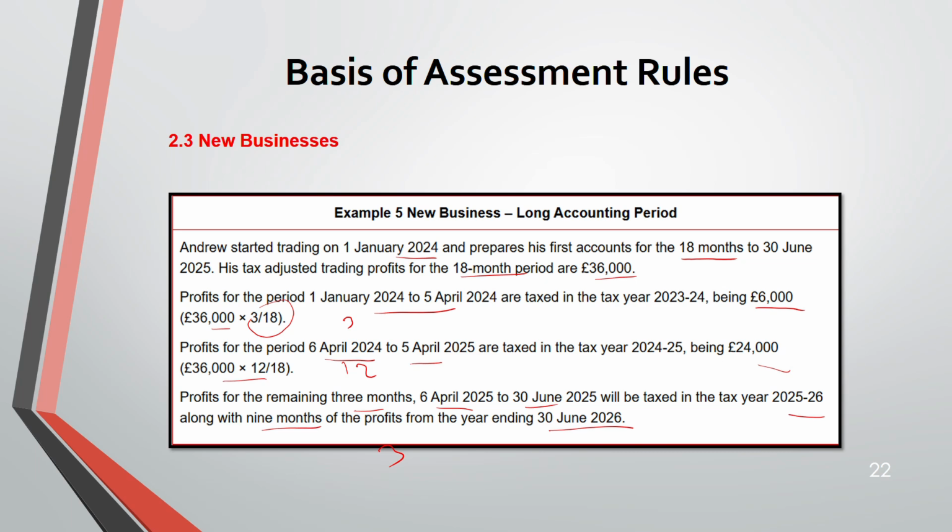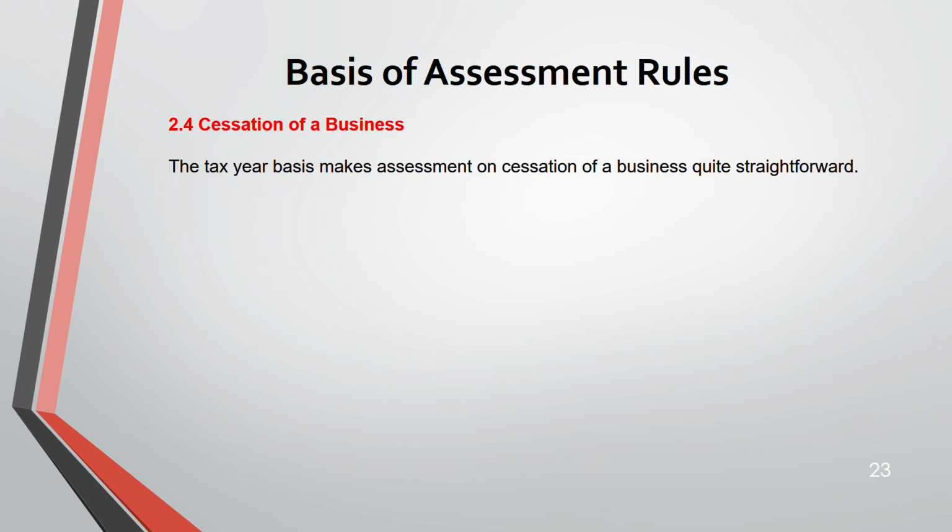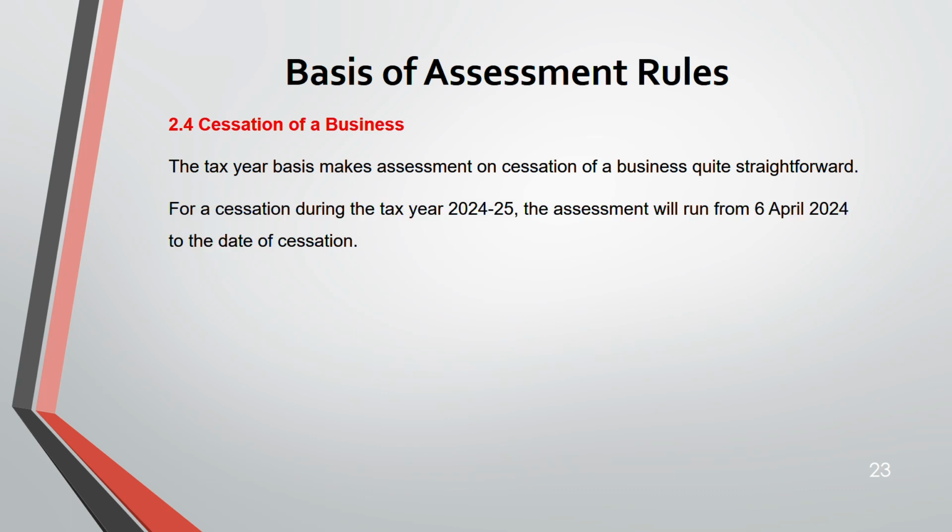Okay, this will be taxed in 25-26. Now, when you're closing down a business, this is also very easy. It will run from 6th April to the date you have closed down.